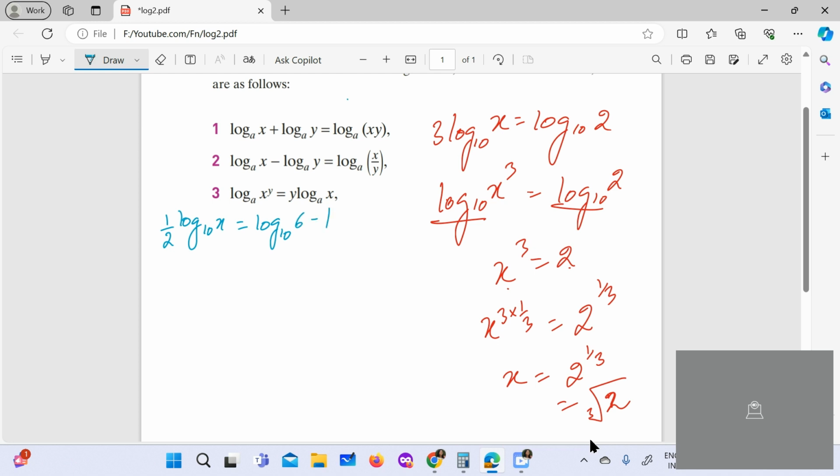Okay, now first I will put them in the same form. So I will change this to log base 10 of x to the power of 1 over 2 is equal to log base 10 of 6 minus 1. Okay, now tell me what is it that I can do here now?